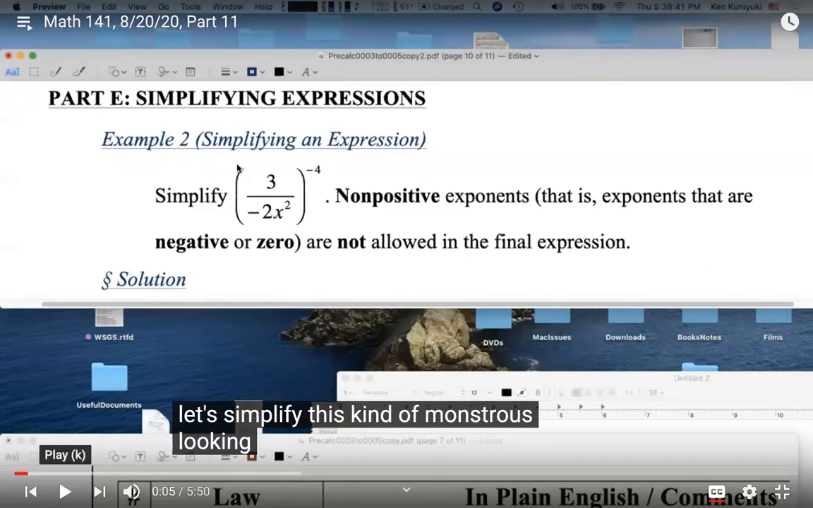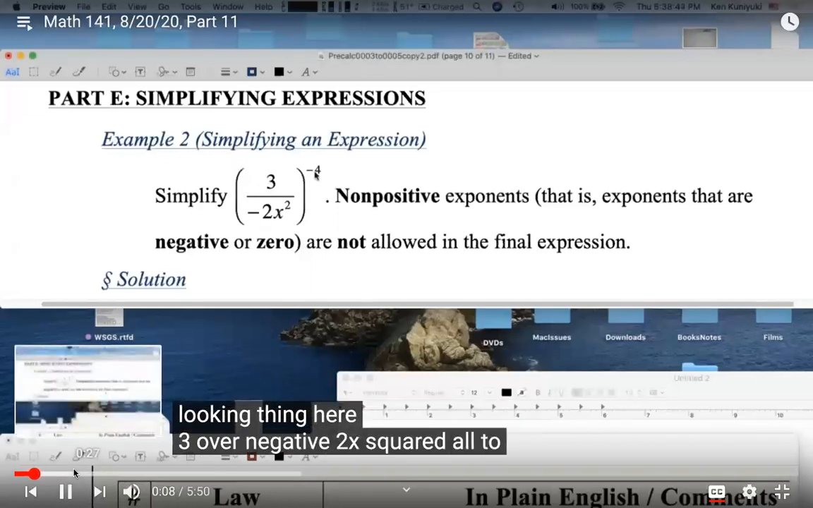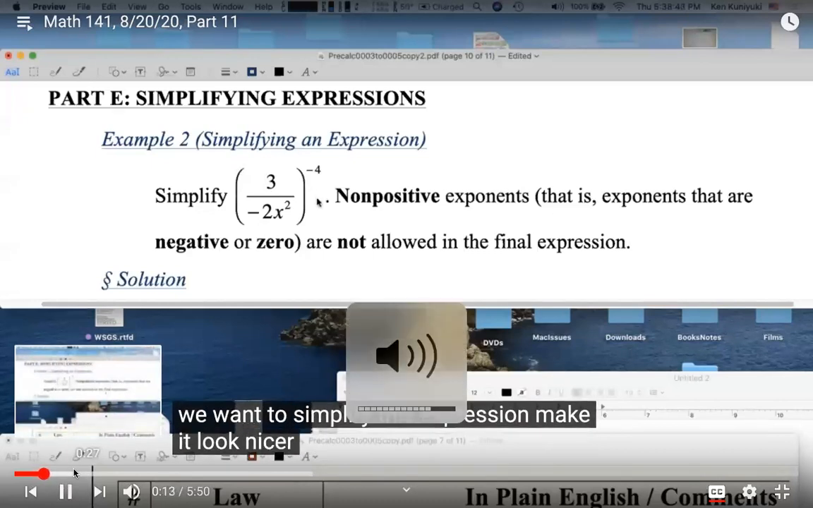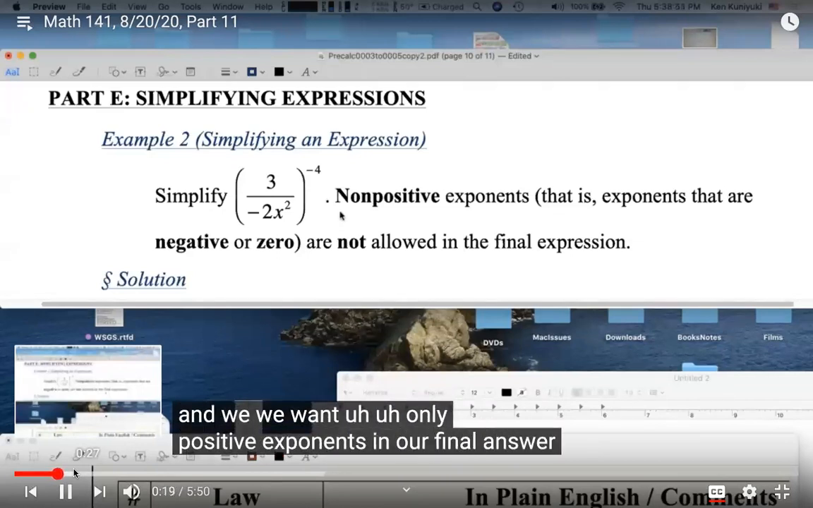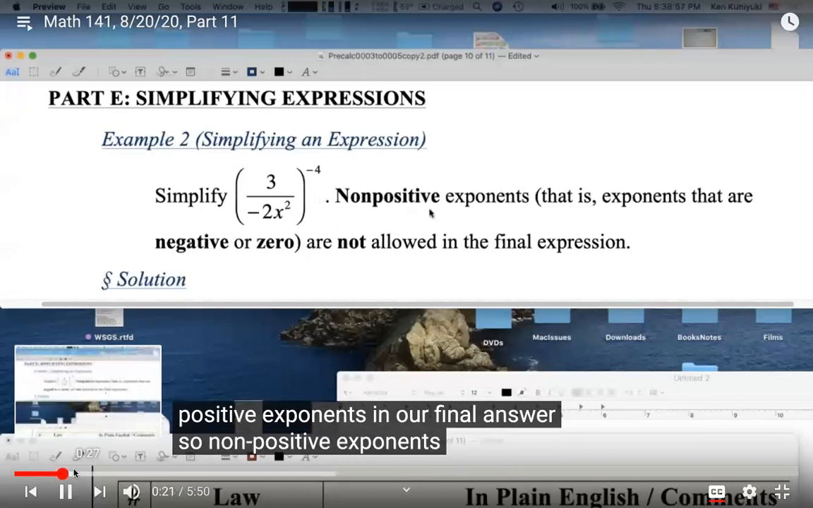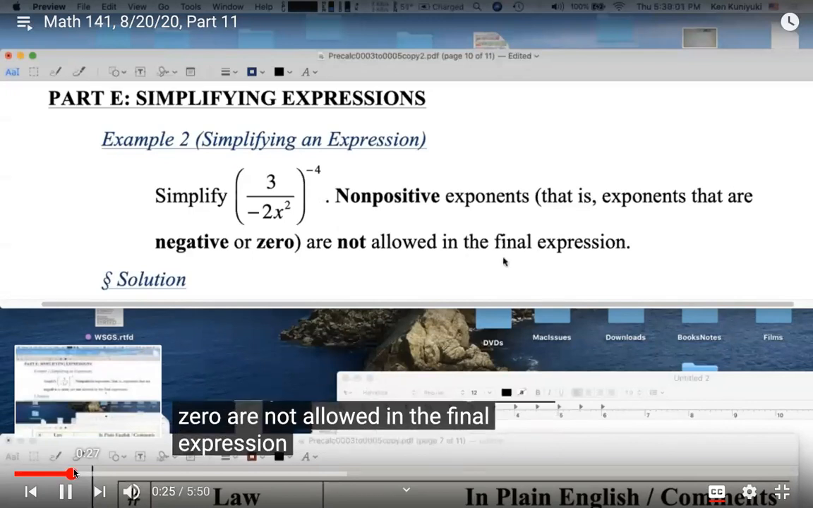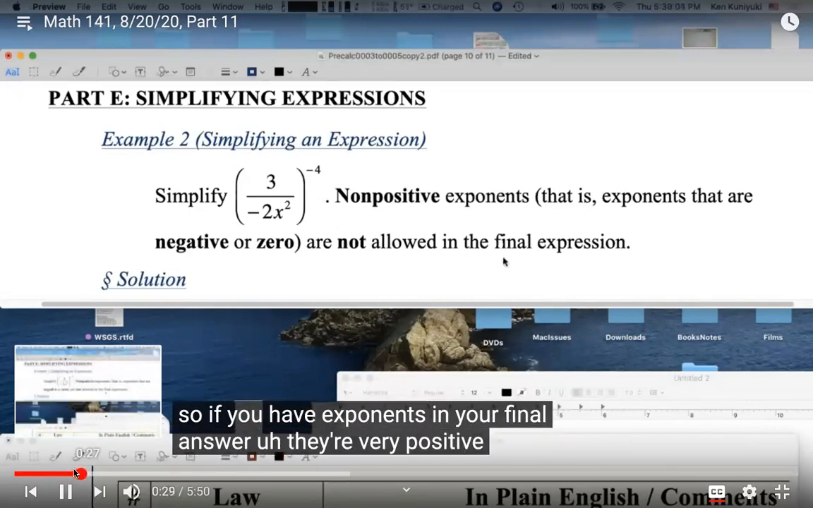Okay, so let's simplify expressions. Here we have 3 over negative 2x squared, all to the negative 4. We want to simplify this expression, make it look nicer, and we want only positive exponents in our final answer. So non-positive exponents, that is exponents that are negative or 0, are not allowed in the final expression. If you have exponents in your final answer, they better be positive.